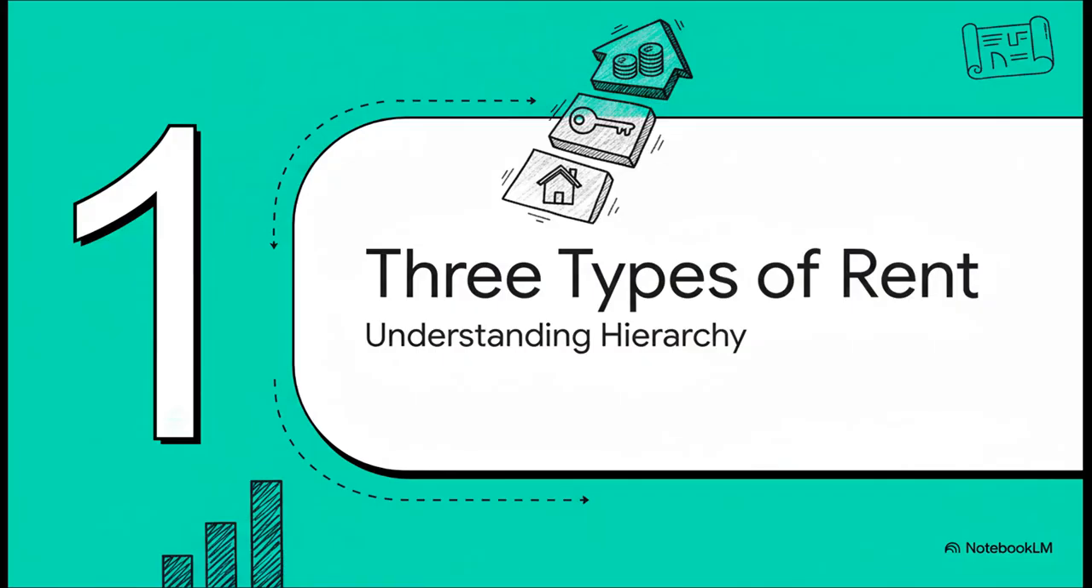Okay, section 1. Let's build that foundation. Because before we can even really talk about the gap, we've got to understand what's creating it in the first place. And it all boils down to 3 different types of rent that stack up in a very clear hierarchy. Getting this part right is absolutely fundamental.